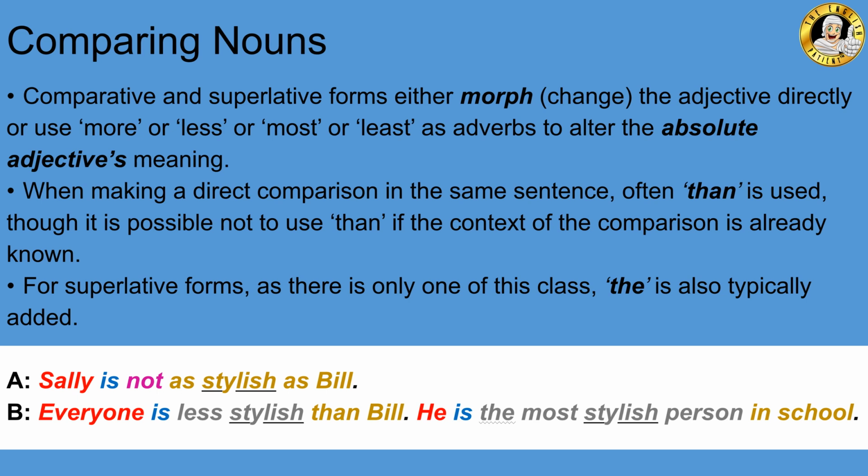So now we're using less actually to stress stylish rather than use the not as stylish as. Everyone now is less stylish than Bill, so not as stylish as Bill. And then we go on to say that he is the, and notice we've added the now, most stylish person in the school. So now we're using a superlative structure in order to stress that he is the number one in the school in relation to style, and because there is only one number one, the is used in this case before most.